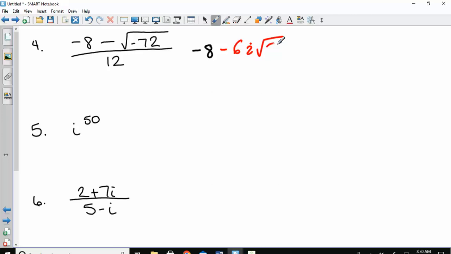Where did the 6 come from? So you broke 72 up into 36 and 2. The square root of 36 is 6, and because of the negative, an i came out. Now, is that standard form? No, so we have to break them apart.